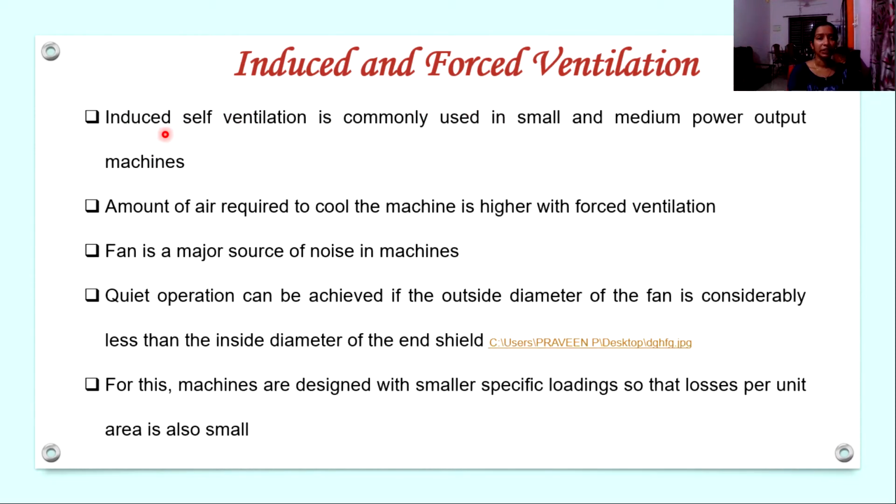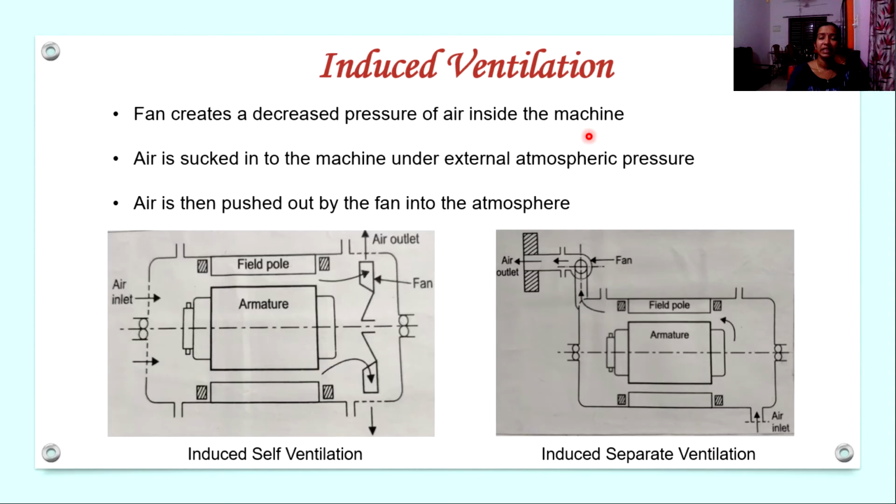Induced self-ventilation is commonly used in small and medium power output machines. We have seen that in induced ventilation, air enters the machine, cools the machine parts and then leaves the machine through the fan. So the fan is located at the leaving end. Air flows over the fan when it is leaving the machine.